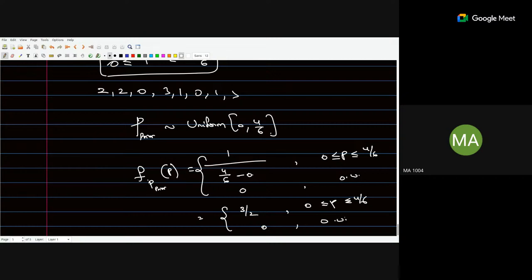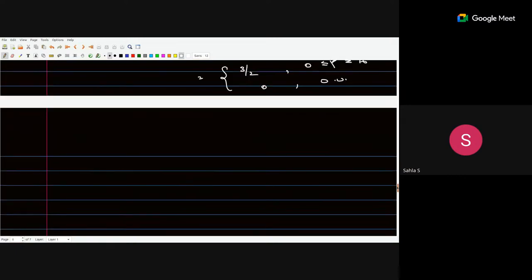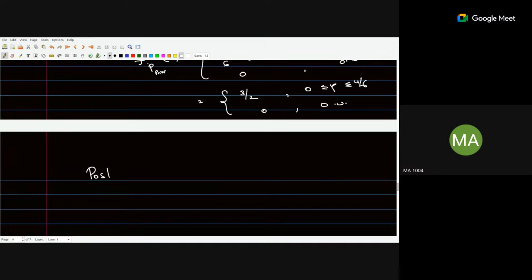So they took 4 by 6, is it? Yes, I guess 0.66. They have multiplied with it. Rather, not the prior, the posterior density. They are multiplying it with the likelihood. In order to find the posterior, it's likelihood times prior. So this prior they use, 0.66, is what you are saying? Yes. Okay, you are correct.